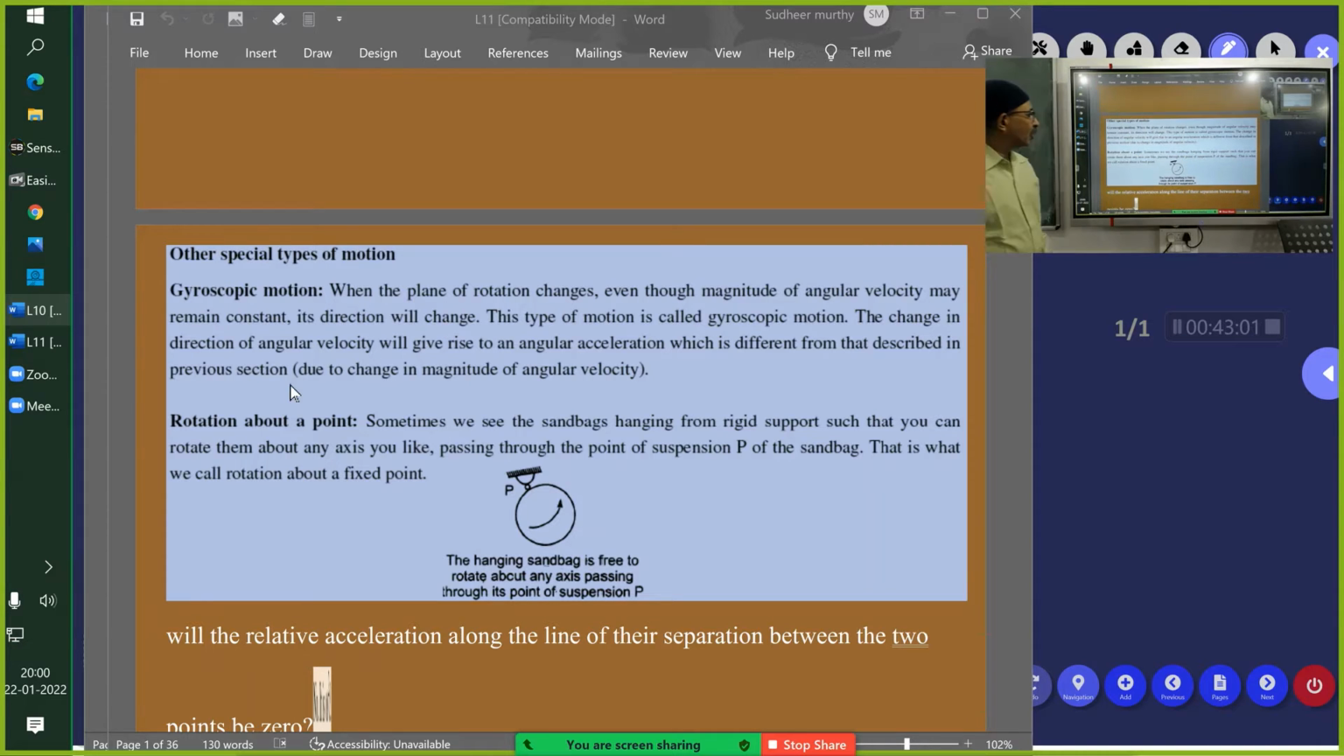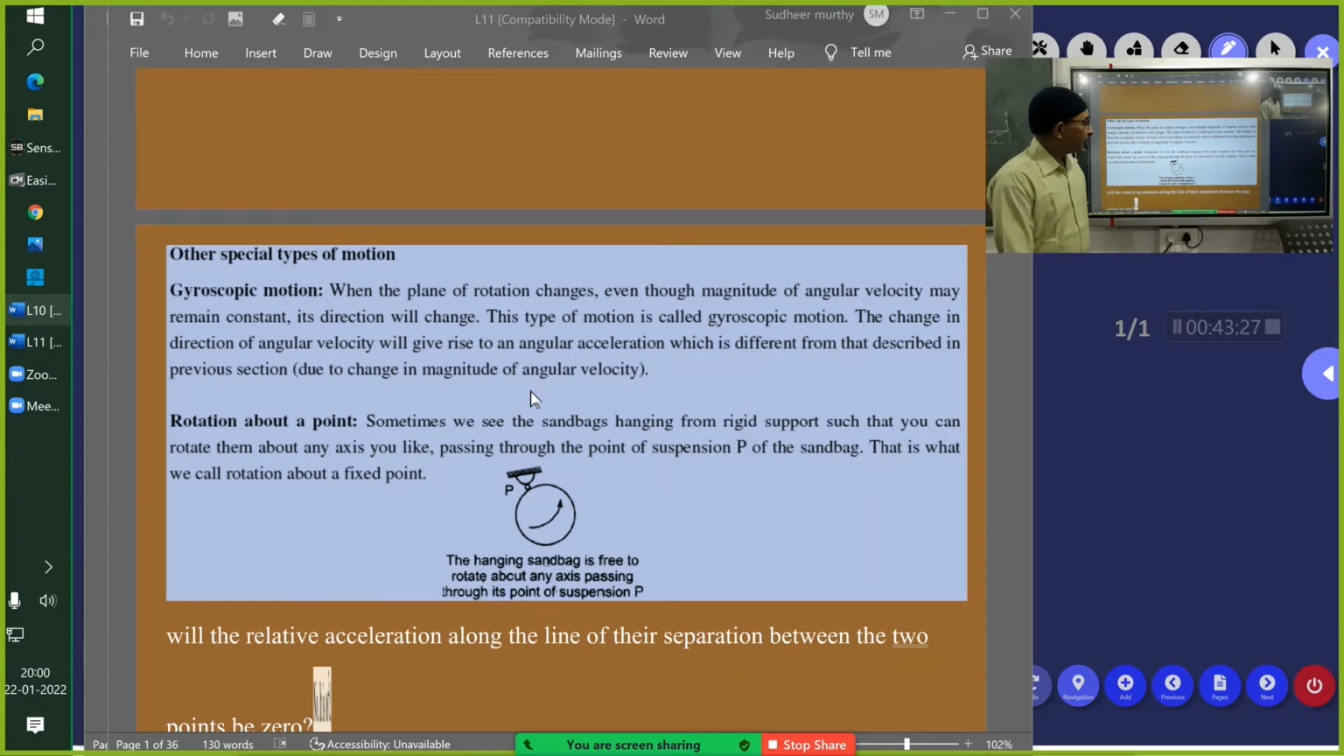So its direction will change. This type of motion is called gyroscopic motion. That is, the magnitude is not changing, but the plane of rotation is changing. The change in the direction of angular velocity is what is important. It will give rise to an angular acceleration, which is different from that described in the previous section, due to change in the angular velocity.